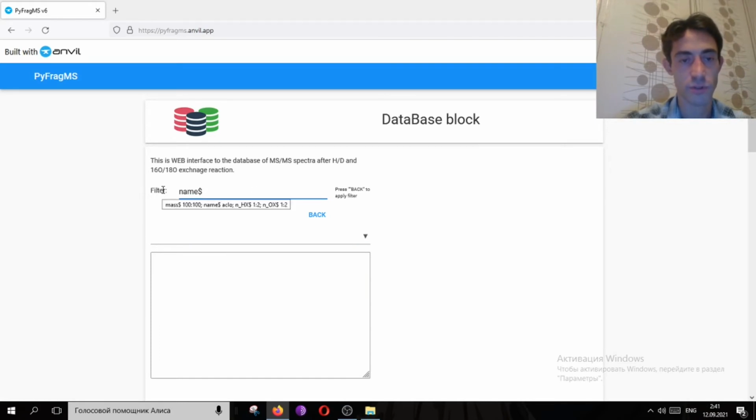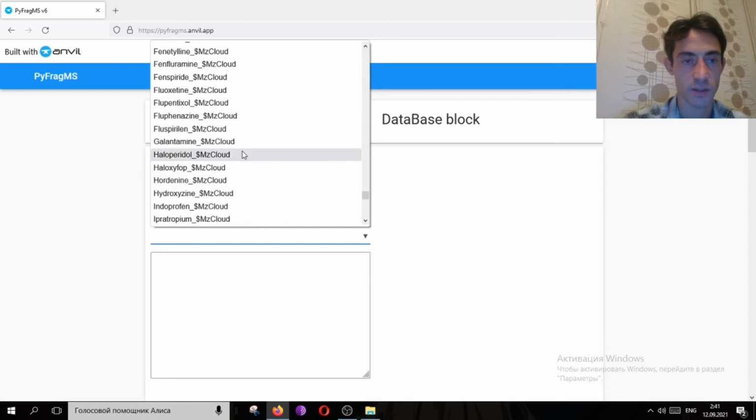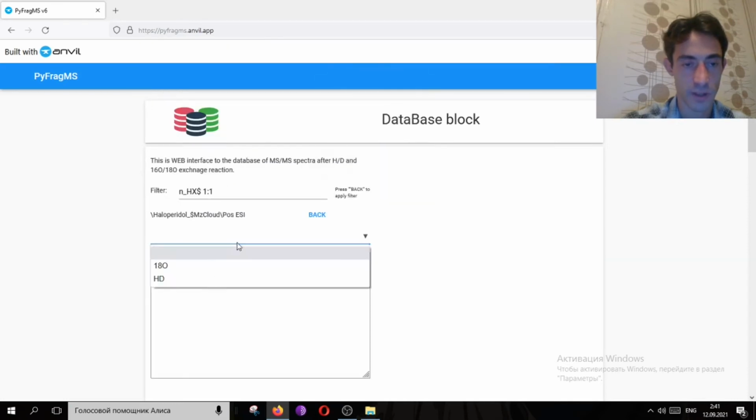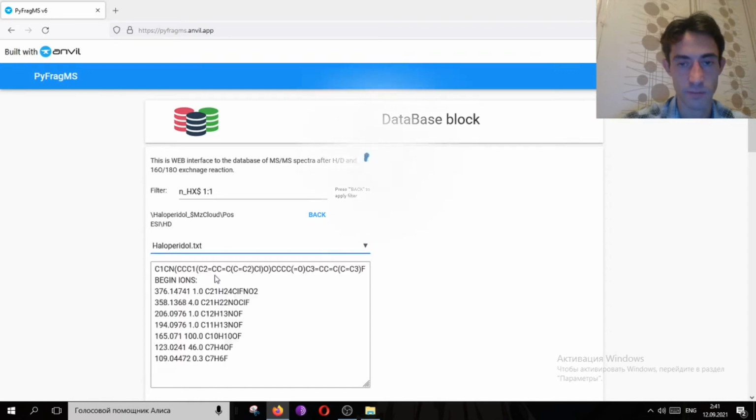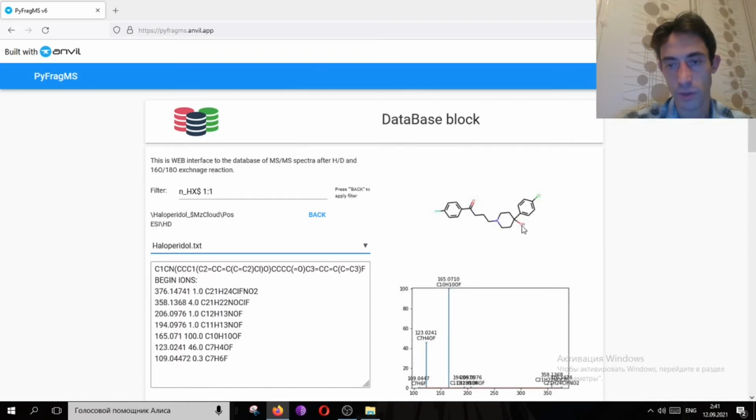It is also possible to search for molecules with a specific number of labile hydrogens and labile oxygens using the following notation. For example, now we will select only molecules with exactly one labile hydrogen. So yeah, you see only one labile hydrogen.